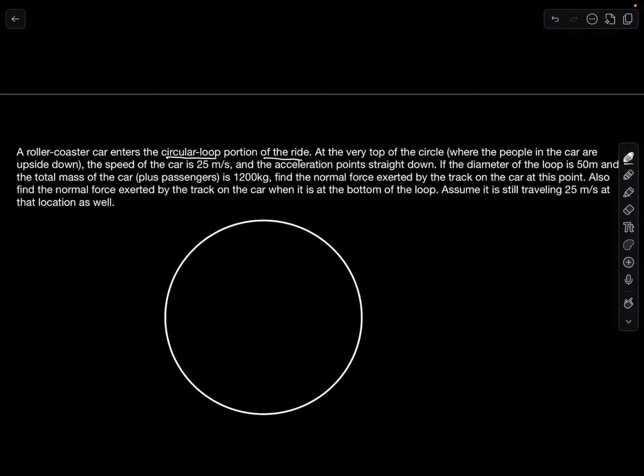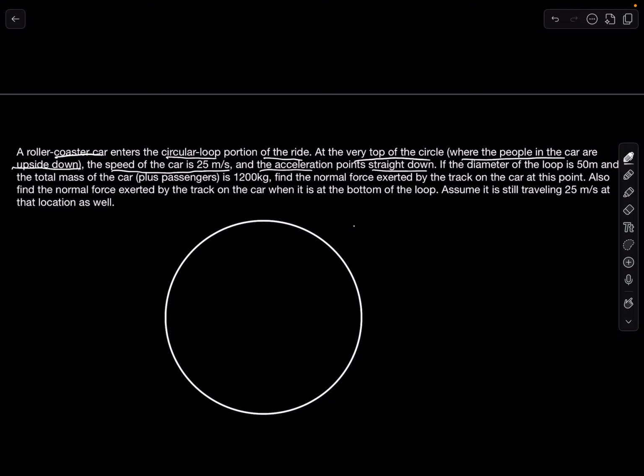There we have the circular loop, and we have a roller coaster car. But where is it exactly? We don't know whether it's at the top or at the bottom. So let's read further. At the very top of the circle, where the people in the car are upside down, allegedly, the speed of the car is 25 meters per second and the acceleration points straight down.